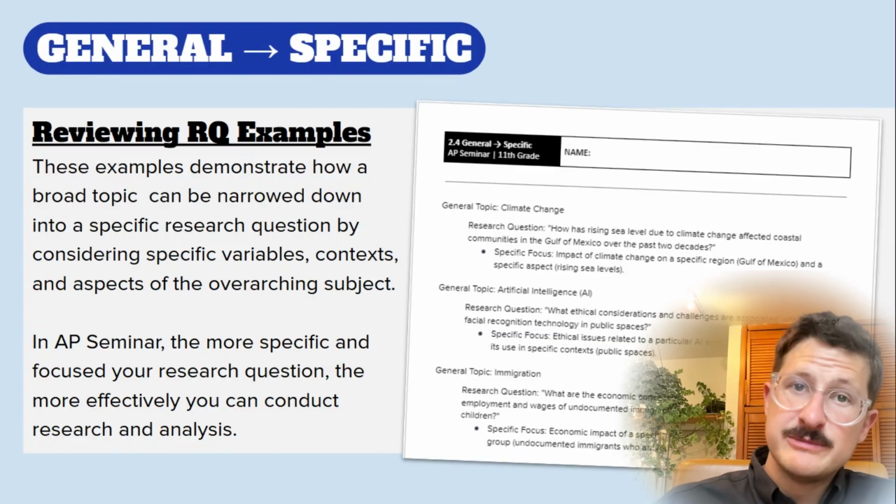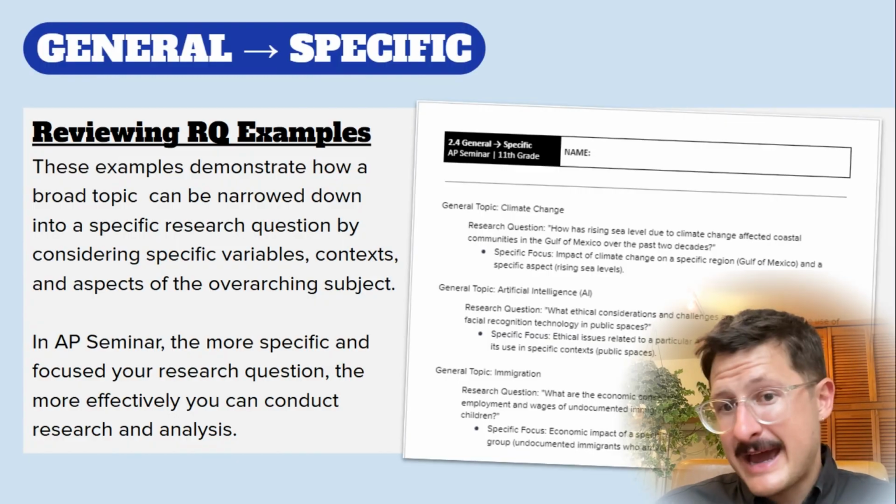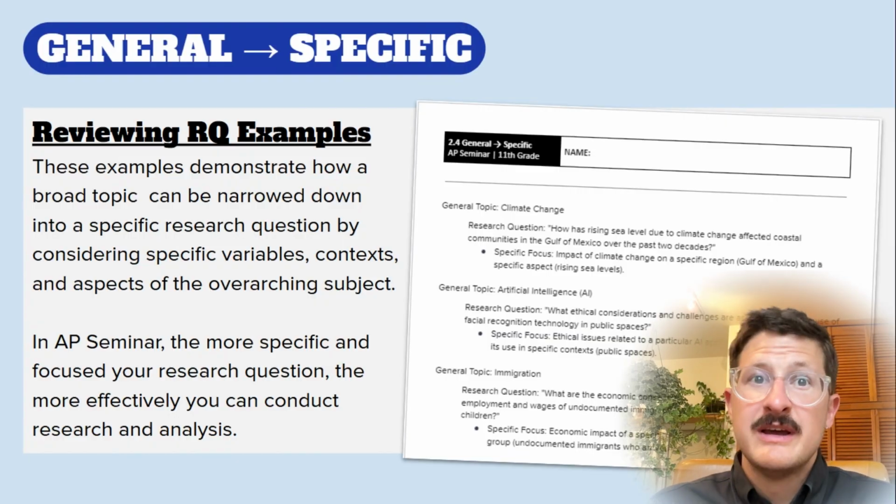So, one way we narrow this down is by writing strong research questions. And this helps us move from general to specific as we sort of name variables.